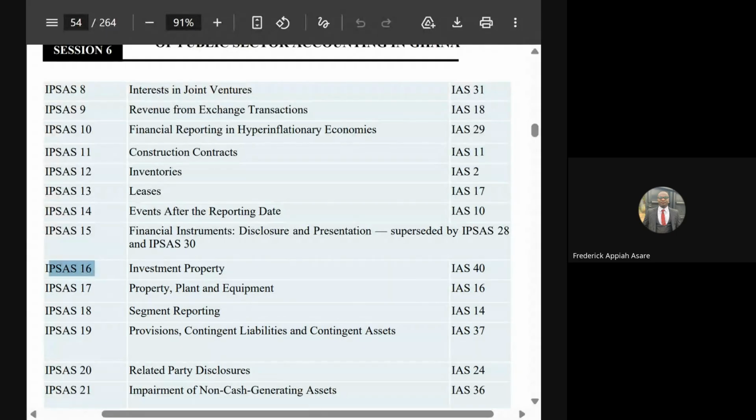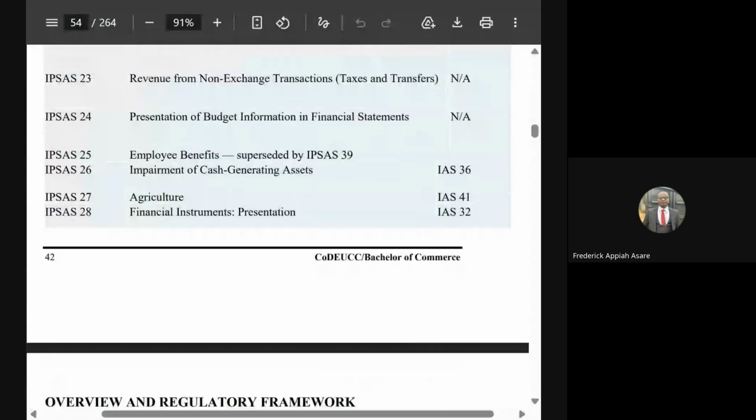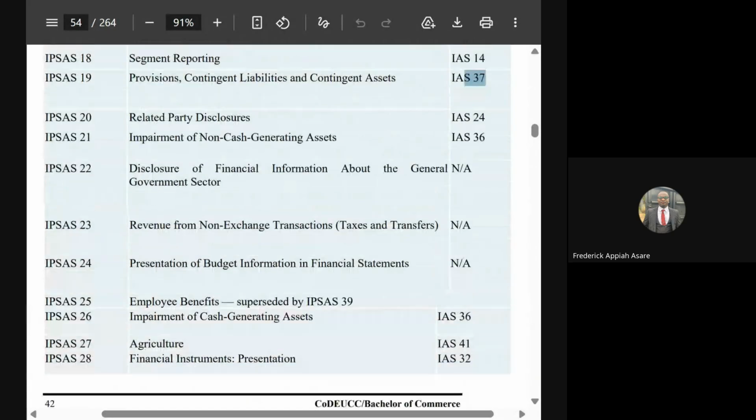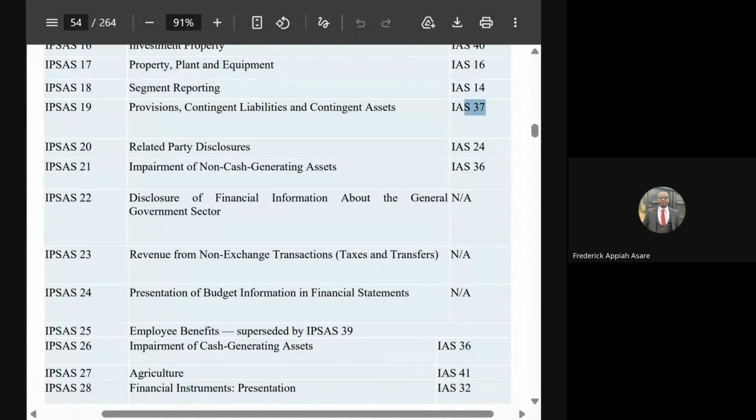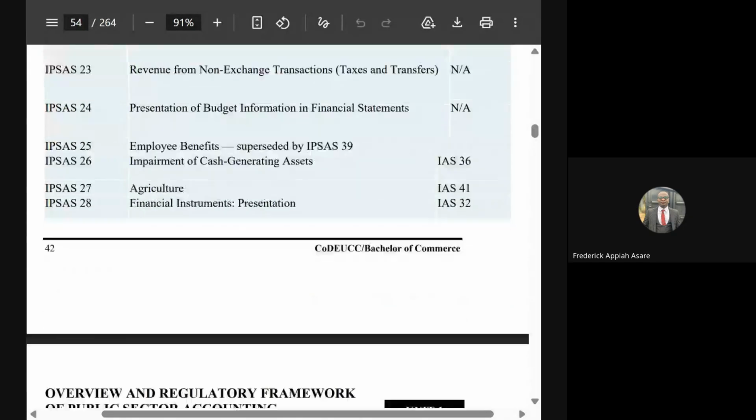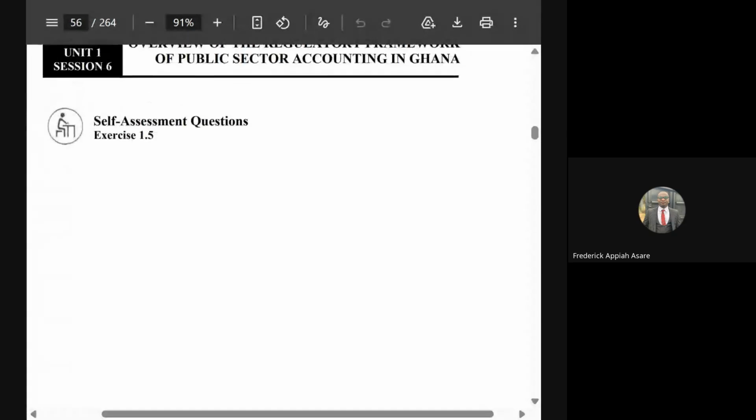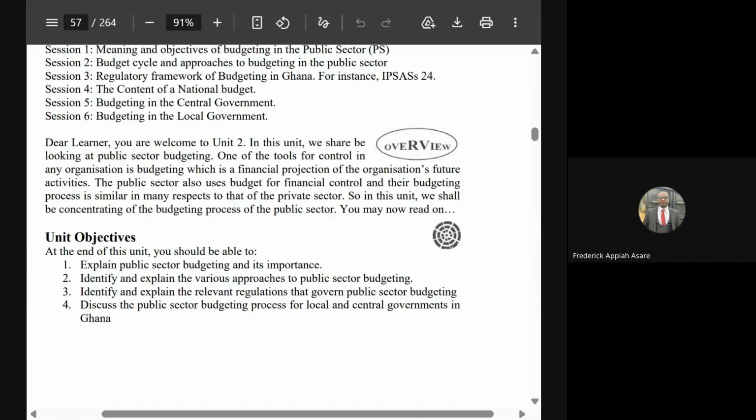We have IPSAS 16, investment property, which is equivalent to IAS 40. We have IPSAS 17, property, plant and equipment, which is IAS 16. IPSAS 18, segment reporting, is IAS 14. IPSAS 19, which is provisions, contingent liabilities and contingent assets, is IAS 37. So when you go through all of this, it is just the standards that will guide us in the preparation of these financial statements. Please, any question?